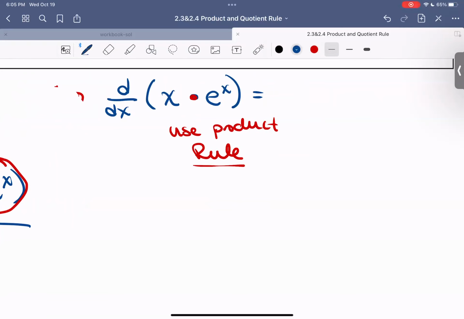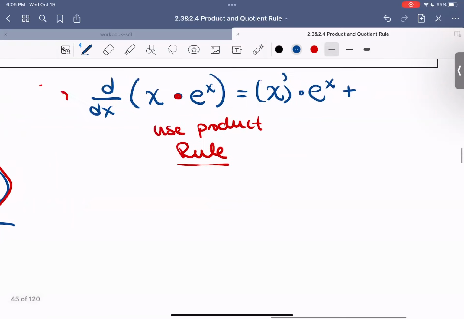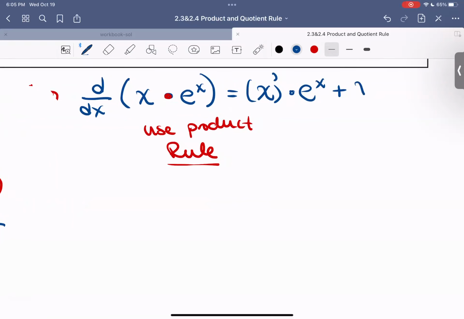So the product rule says we compute the derivative of the first term, so the derivative of x times the second function, plus the first function times the derivative of the second function. So now we can compute the derivative of each part that we need here. So x prime, so the derivative of x is just going to be 1. And we can see that as a power. The 1 comes down, 1 minus 1 is 0. So x to the 0 is just 1. So we have 1 times e to the x plus x times the derivative of e to the x.